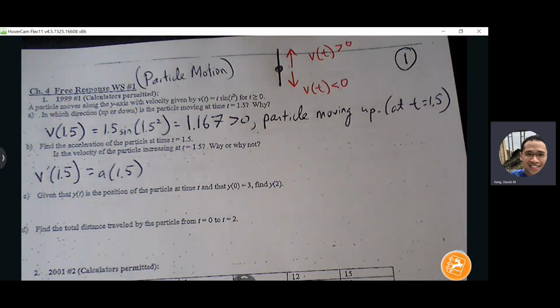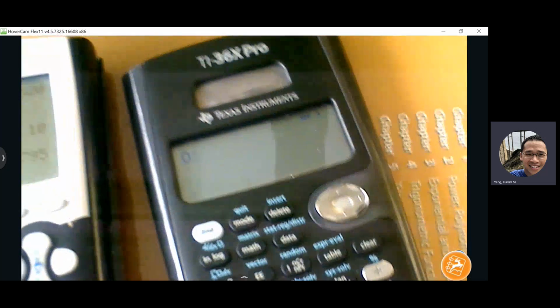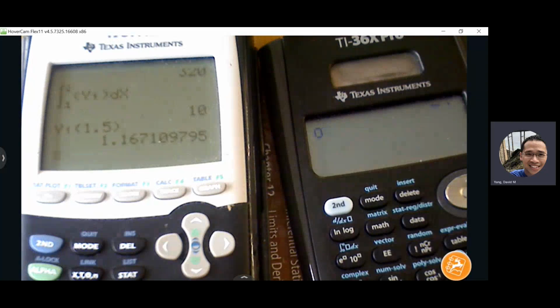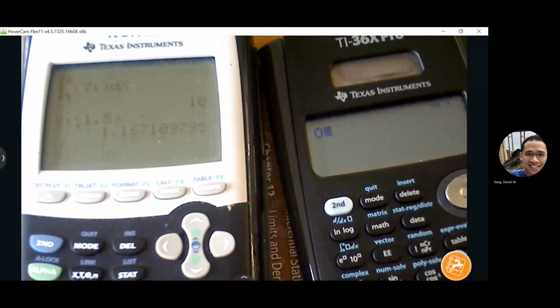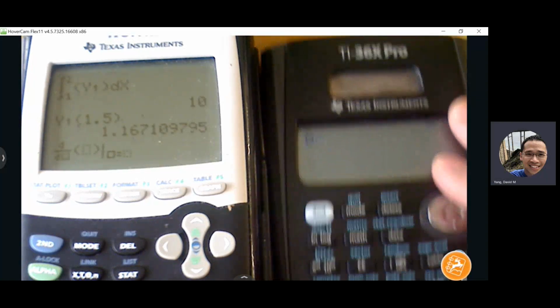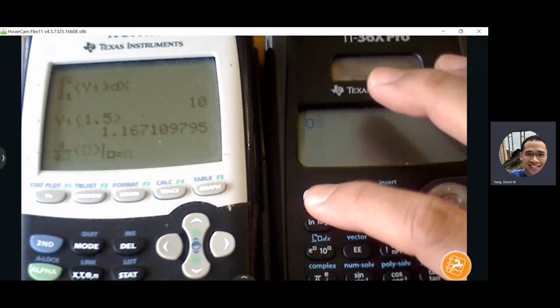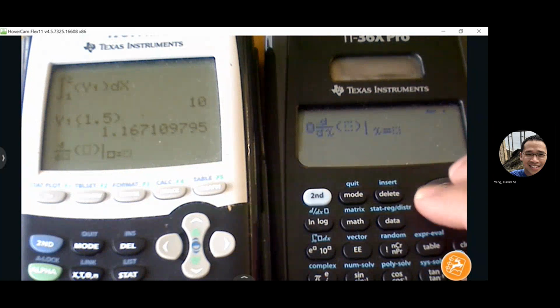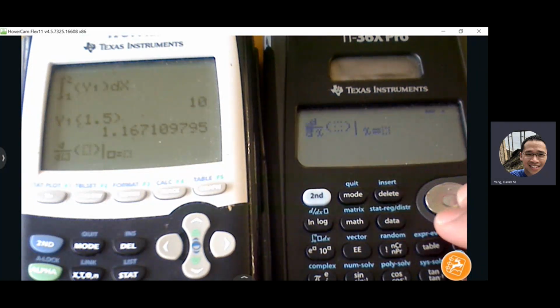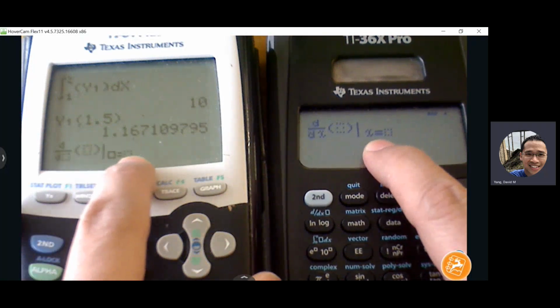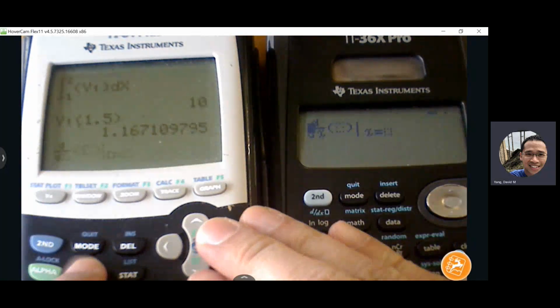So we can use our derivative feature, n-deriv. We can make the calculator find the derivative for us at a point, or evaluate the derivative at a point for us. So math 8. And then on the 36 Pro, it's that blue notation there, d over dx. So you're going to type in the original function, or in this case, our original velocity function, and then plug 1.5 in. So here, d over dx.